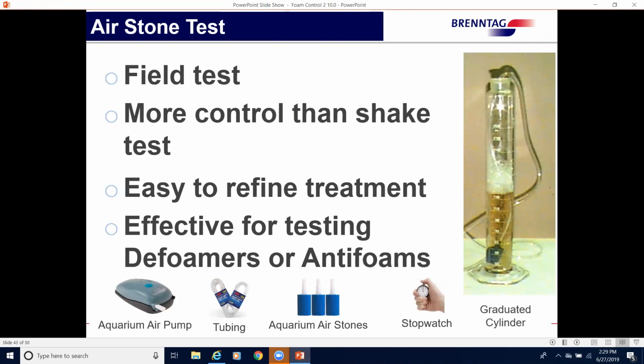So in order to perform one of these tests, you'll need a few things. You'll need an aquarium air pump, some tubing, some aquarium air stones, generally speaking a stopwatch, or these days an iPhone, I suppose, and a graduated cylinder.